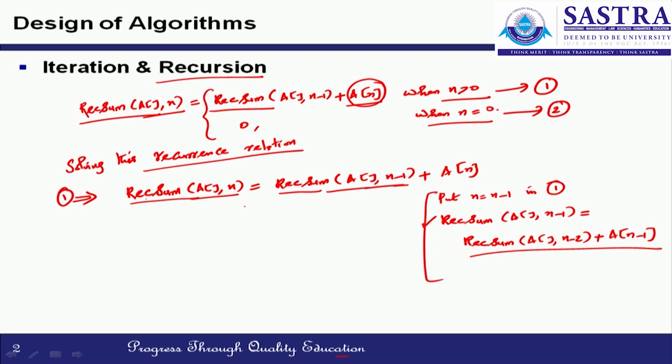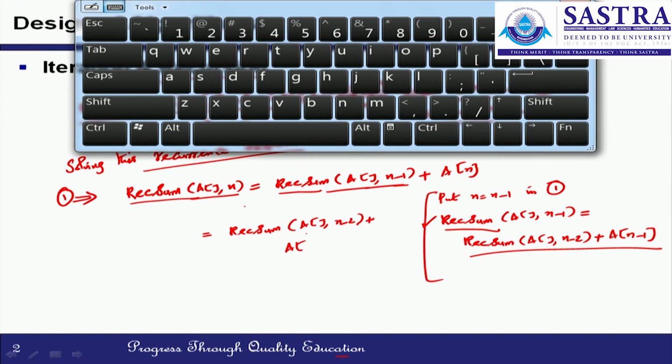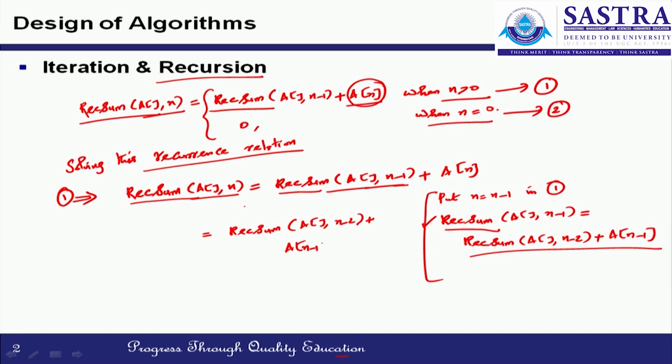Now in equation 1, in the right hand side of this equation number 1, let us substitute the value of recursive sum of a array comma n minus 1 to this quantity. So substituting here, we have a recursive sum of a array comma n minus 2 plus a of n minus 1 plus a of n. Now in the right hand side, a recursion is occurring, a recursive sum a array comma n minus 2.